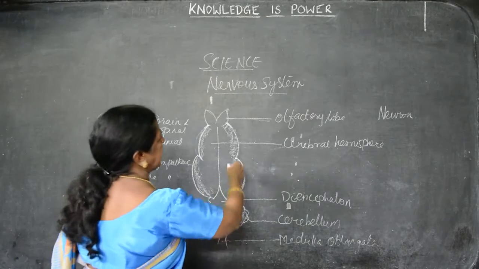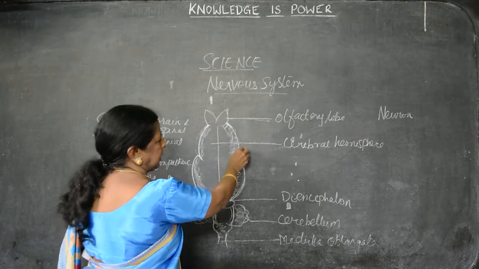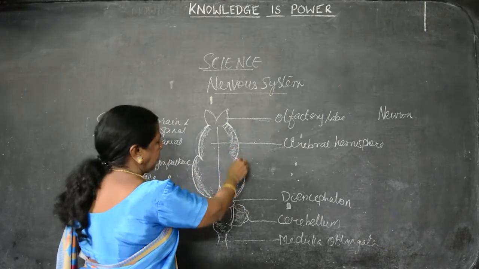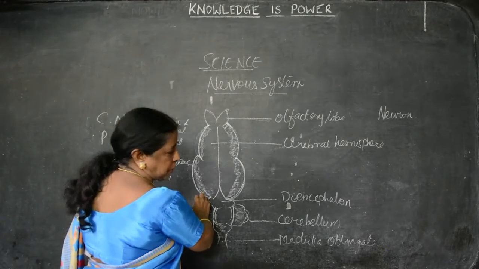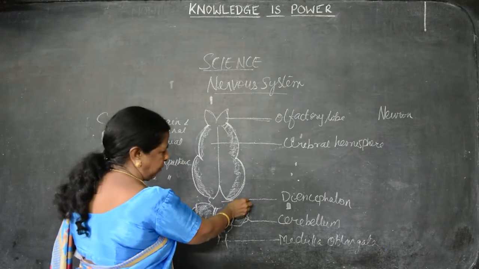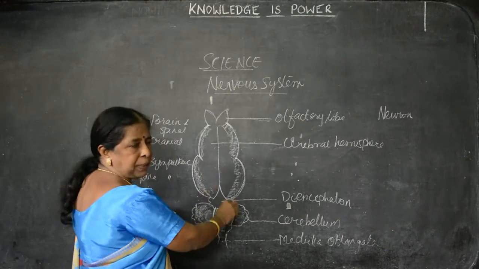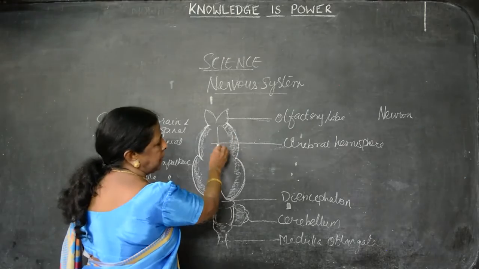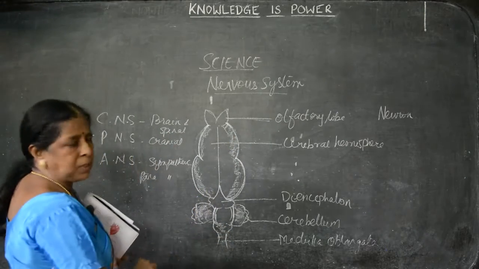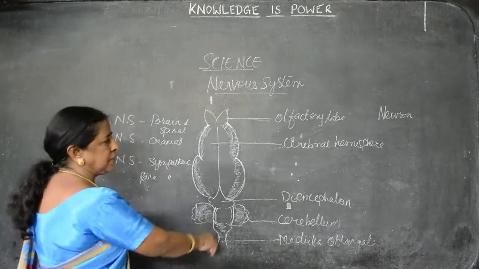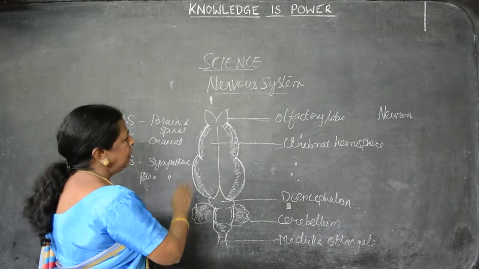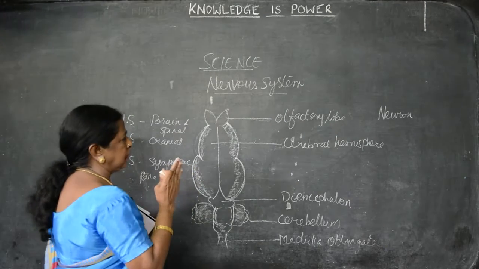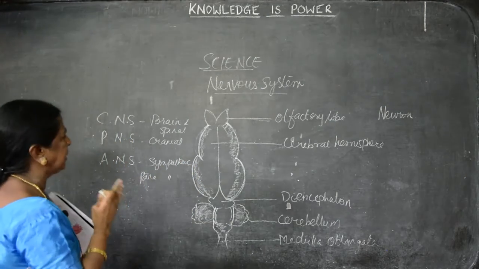The cerebrum, we can say, has olfactory lobes. They are connected with the cerebral hemisphere. Both the cerebral hemispheres are connected by a diencephalon. Diencephalon is the part which separates cerebrum and cerebellum. Cerebellum is the smallest part of the brain and it's connected with the medulla oblongata. The brain is kept in the cranium, in between the cranial bones.